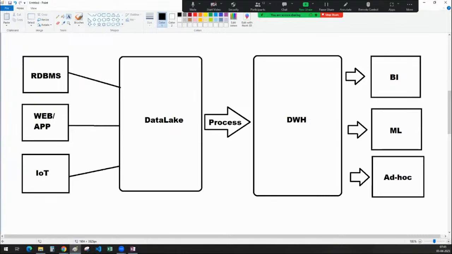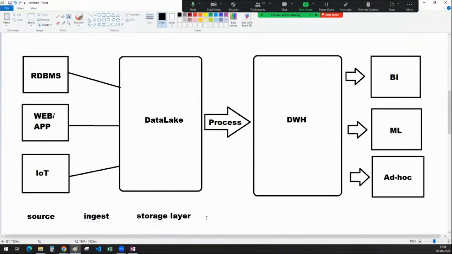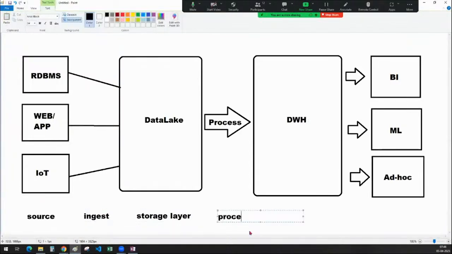So this is the typical architecture of a data world, guys. In data engineering, at a high level, this is what we do. We will be working on an ingestion process. Here it is a source, guys. You can think this is a source. From source to the staging or data lake, people call it the storage layer. And here we are doing ingestion, collecting the data.